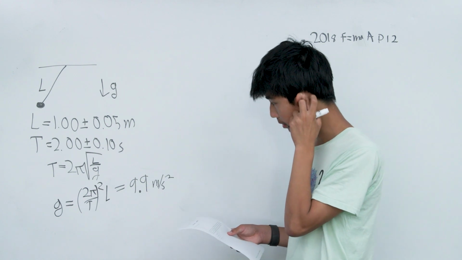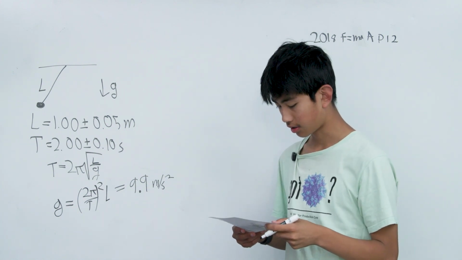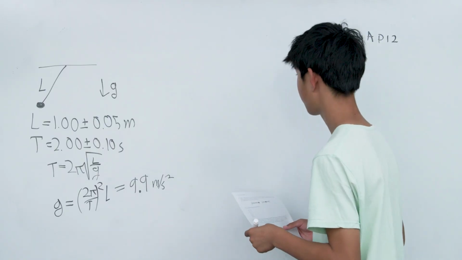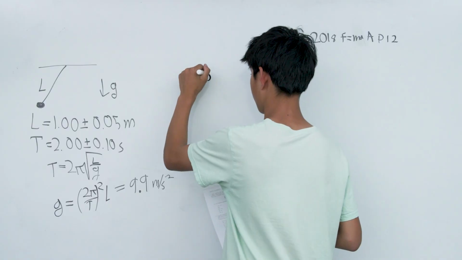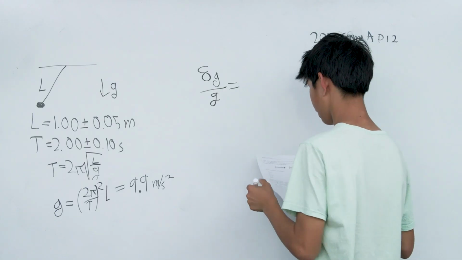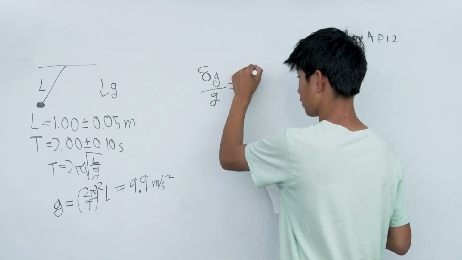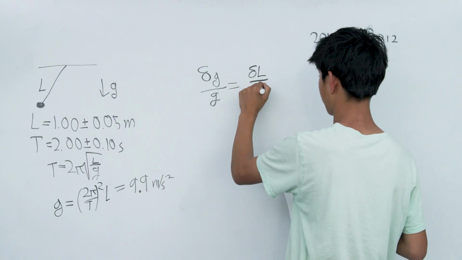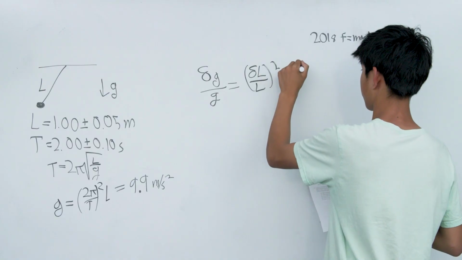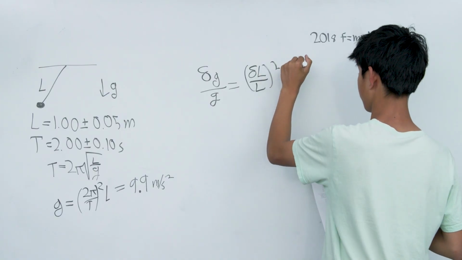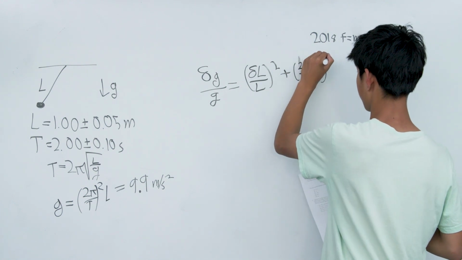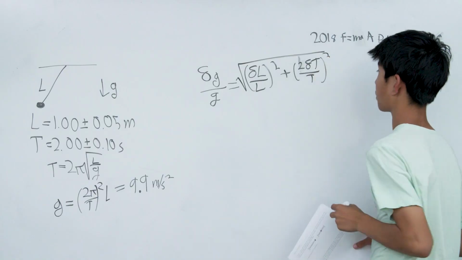Now we wish to calculate the uncertainty, the plus or minus. So what we can do is delta g over g is equal to the square root of (delta length L over L) squared plus 2 times (delta time T over T) squared, and square root that.